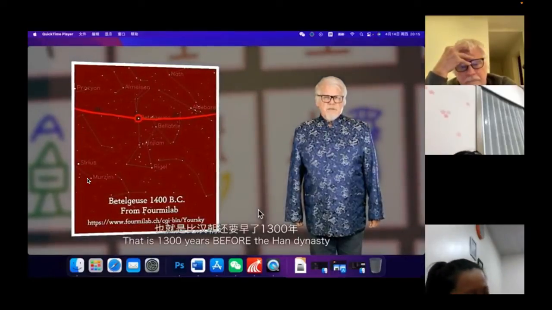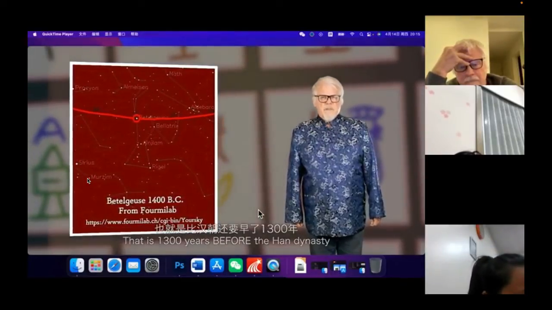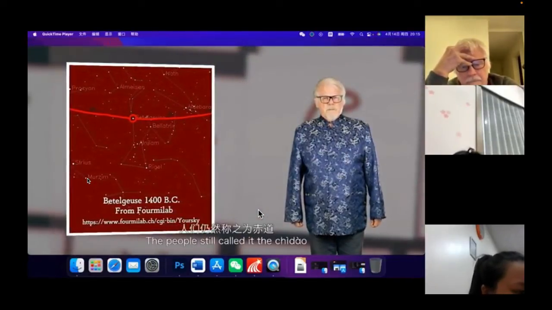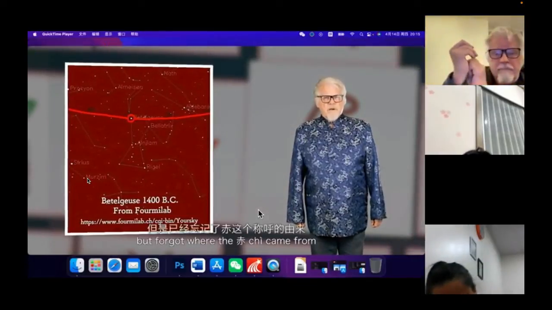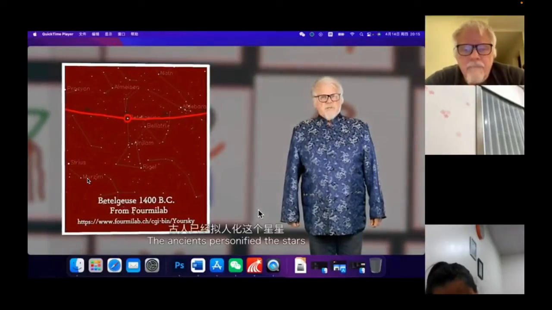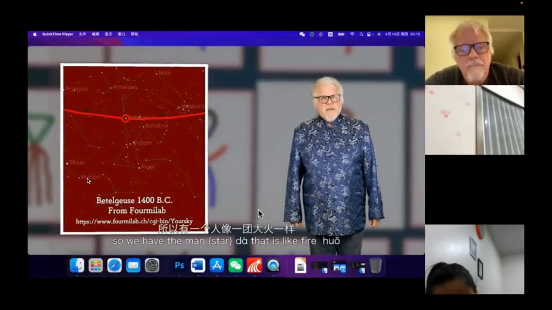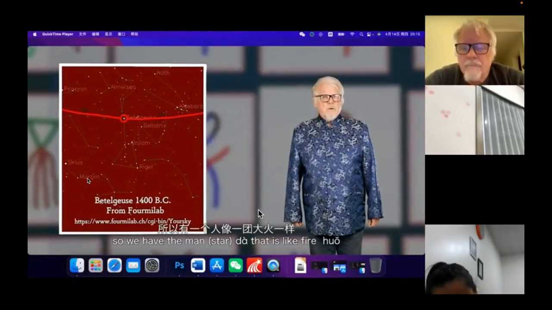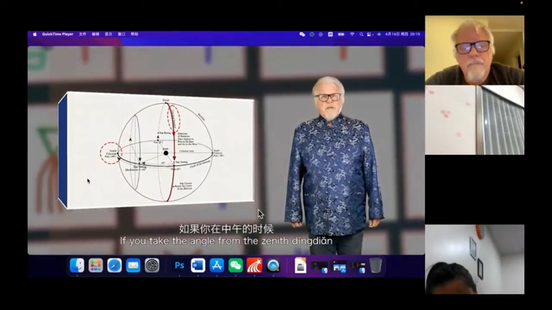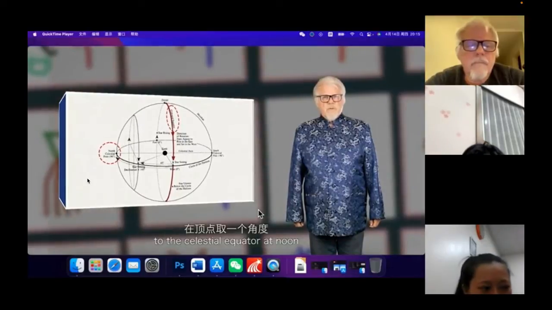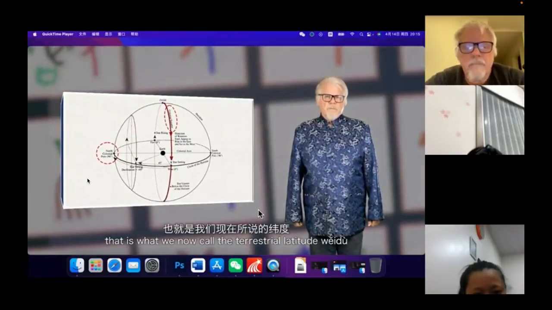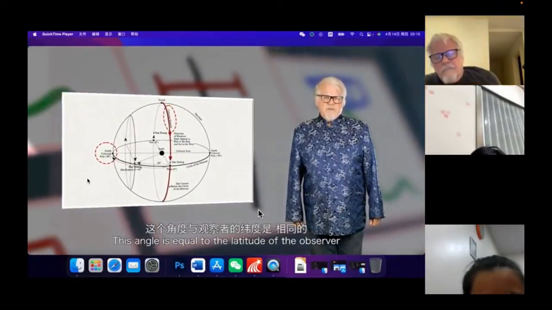That is 1300 years before the Han Dynasty. By the Han Dynasty, it would have been several degrees off. The people still called it the Chi Dao, but forgot where the Chi came from. It makes sense. The ancients personified the stars. If you take the angle from the zenith, Dingdian, to the celestial equator at noon, that is what we now call the terrestrial latitude, or Wei Du. The angle is equal to the latitude of the observer.